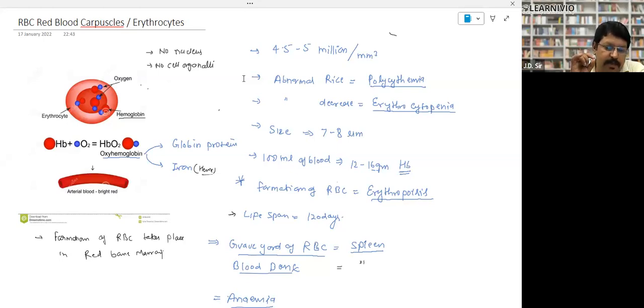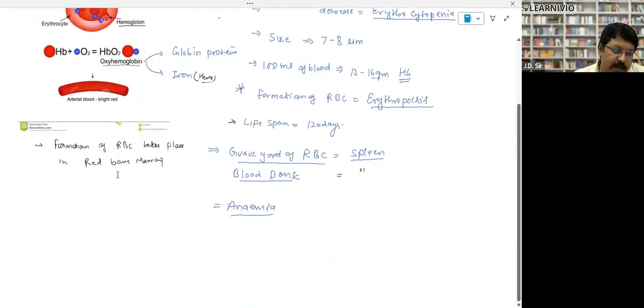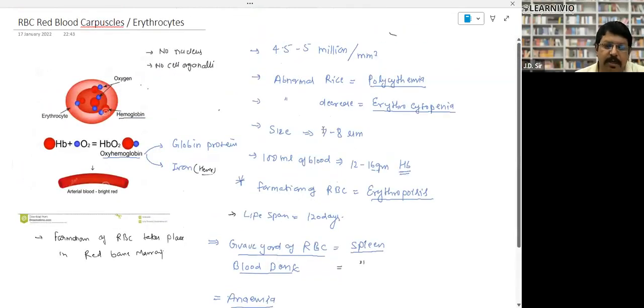RBC is made up of a plasma part and hemoglobin, right? So every RBC has a component which gives red color to the blood, that is called hemoglobin. Hemoglobin is made up of two components, globin protein and iron, that is called the heme group. Formation of RBC takes place in red bone marrow. That point must be clear.